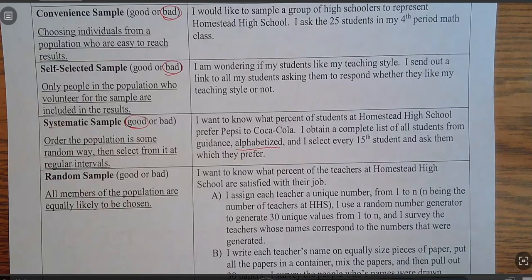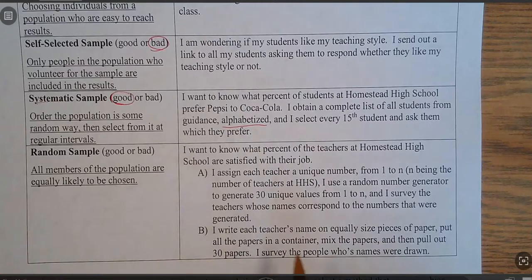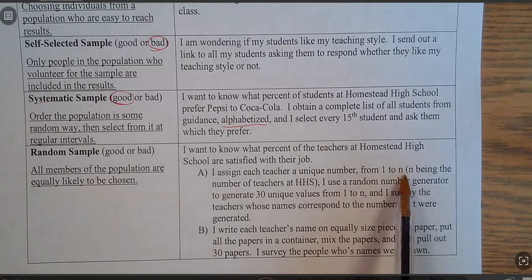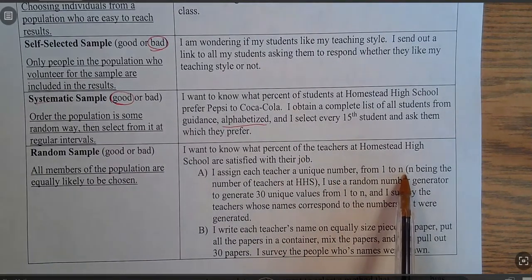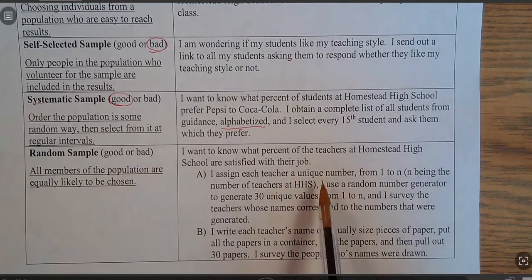And then a random sample. Okay, a random sample. So all members of the population are equally likely to be chosen. There's a couple ways you can do this. Like one way, I want to know what percent of the teachers at Homestead are satisfied with their job. So I assign each teacher a unique number from 1 to n. Let's say there's 100 teachers here, so from 1 to 100. There's a lot more than 100, being the number of teachers.